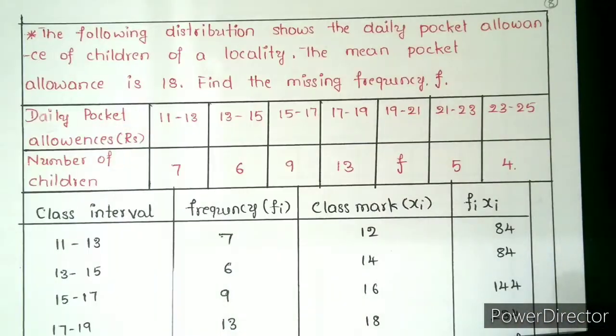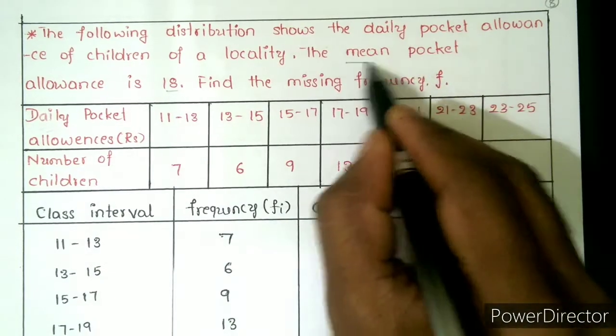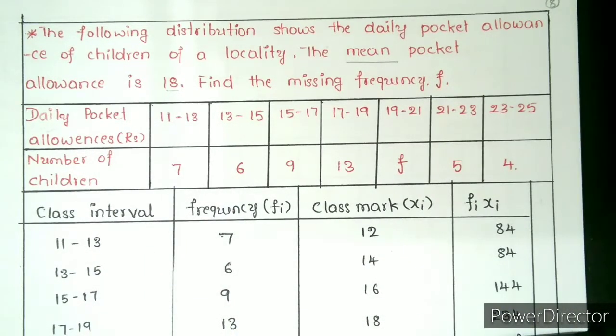545.2. So the next question: the following distribution shows the daily pocket allowance of children of a locality. The mean pocket allowance is 18. So find the missing frequency f. They have given the mean allowance, that means the mean or average pocket money. The following distribution shows the daily pocket money allowance of children of a locality. The mean pocket allowance is 18. Find the missing frequency f.